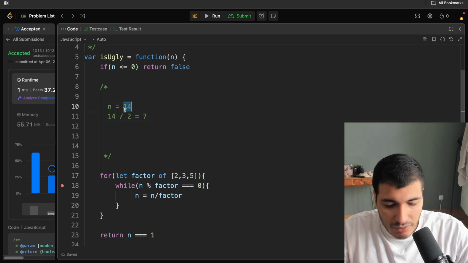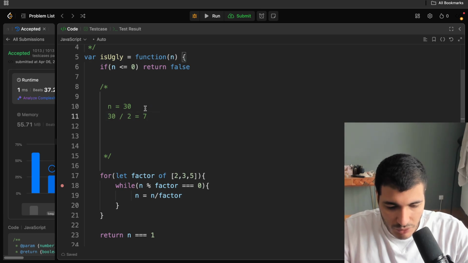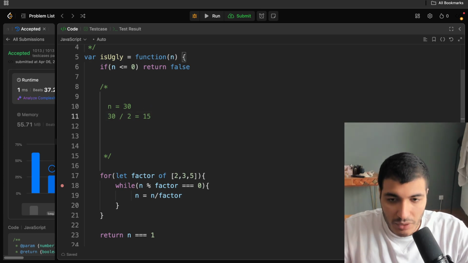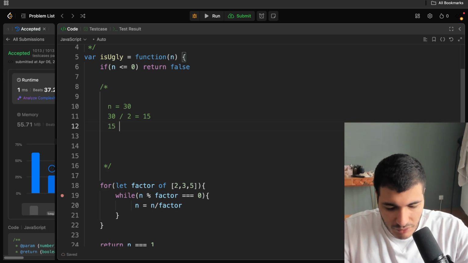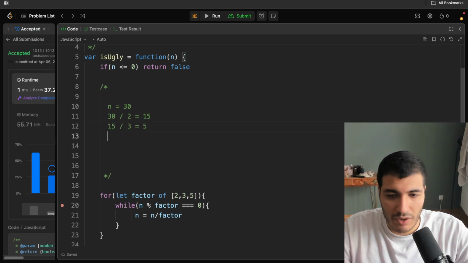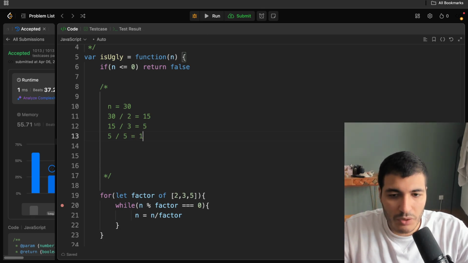So let's say that n right now is 30. We start with 2. 30 divided by 2 equals 15. 15 divided by 3, because we go one by one, equals 5. 5 divided by 5 equals 1. So here, this number is ugly, and that's it.